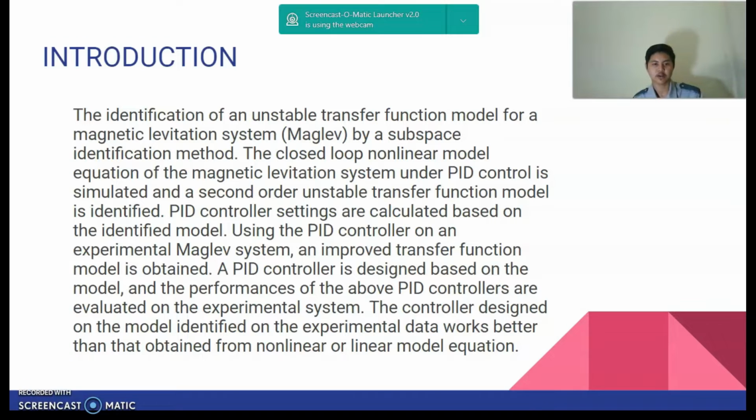A PID controller is designed based on the model, and the performance of the above PID controllers is evaluated on the experimental system. The controller designed on the model identified on the experimental data works better than that obtained from the nonlinear or linear model equation.